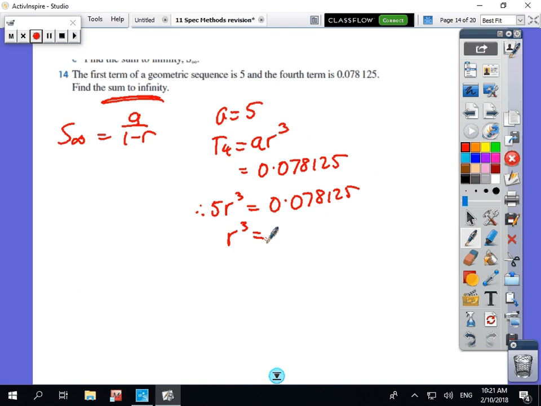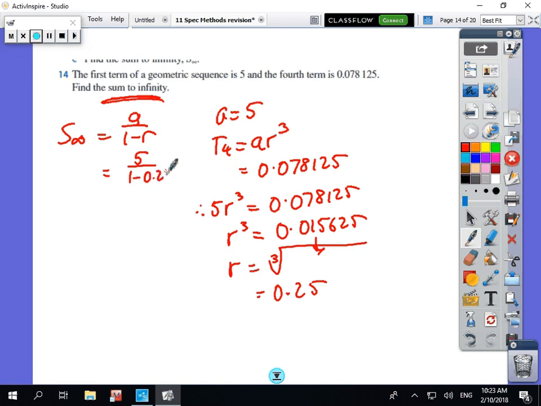0.078125 divided by 5, must be a reason. 0.015625, so R equals the cube root of that number. So I'm hoping that works out to something good. Not a good number. My calculator gives me a silly answer, so I'm just going to pause for a sec. I'm back. I just checked my calculator and it actually does equal something nice. So it equals 0.25. Once you check your calculator a couple times, it's good. So now we're just going to put 5 over 1 minus 0.25, which is 5 over 0.75, which is 5 divided by 0.75. So it's 6 and 2 thirds. Okay, moving on.